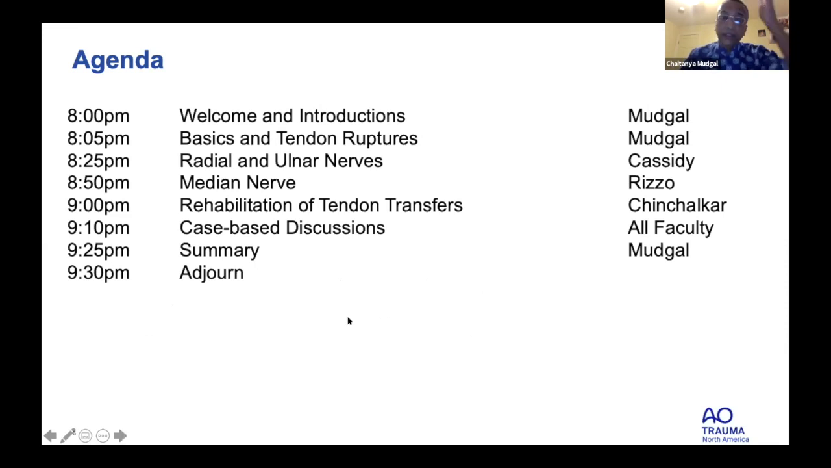Our agenda is a little different from the one shown here. I'll be talking about the basics initially, followed by Chuck Cassidy doing radial nerve injuries. Marco will take on median nerve, followed by Chuck doing ulnar nerve. And then finally, I will do the tendon ruptures, and Shrikant will round it out with rehabilitation. If time permits, we will have case-based discussion at the end.